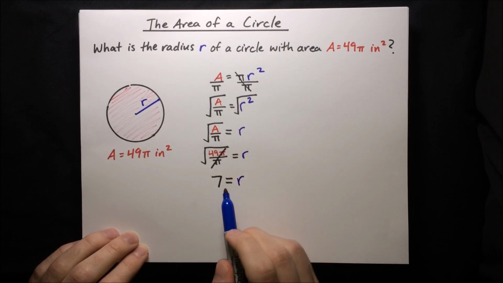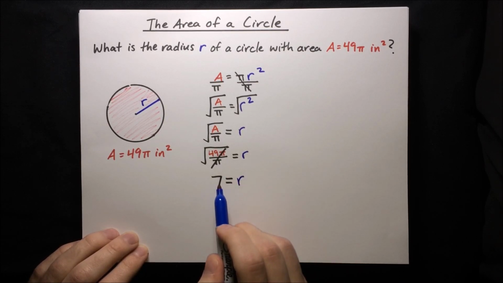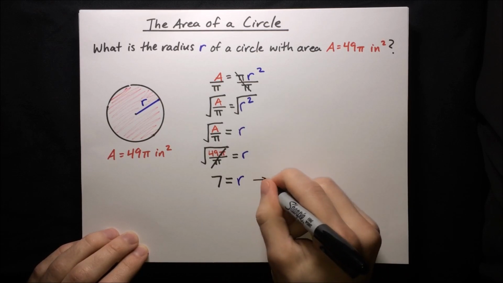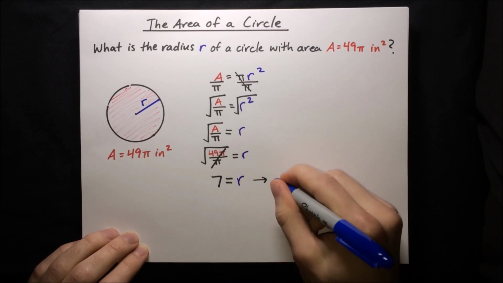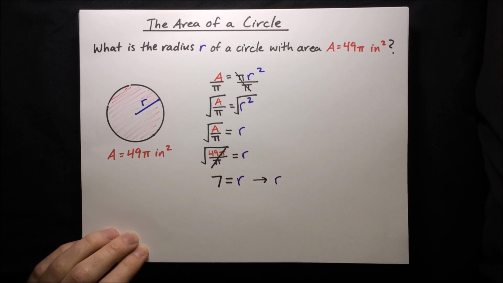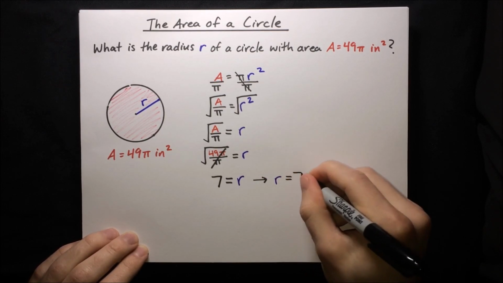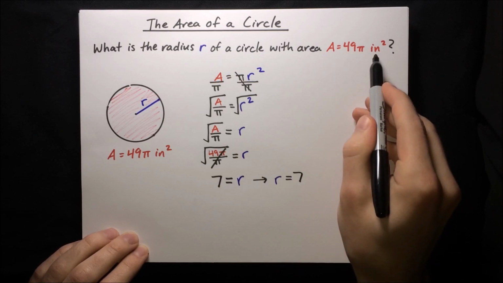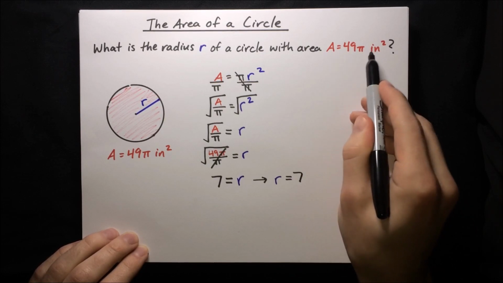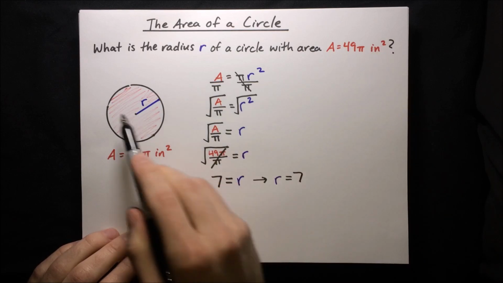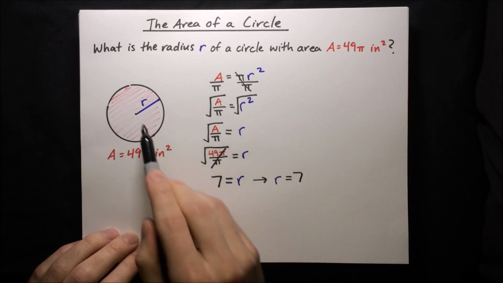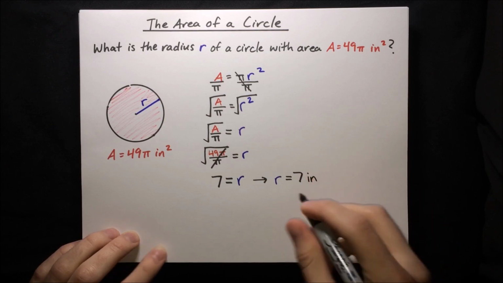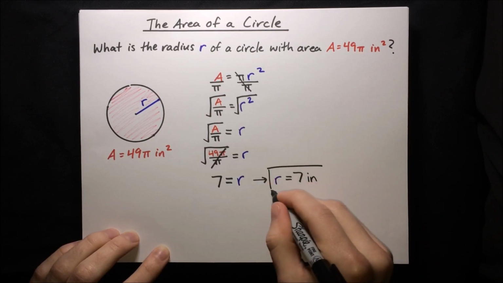But wait, we're not done yet. We've got the number, but what about the units? So we need to include the units here. So r equals 7 what? 7 miles? 7 centimeters? No, 7 inches. Our units are in inches. Area was given in inches squared, and that was for square units. Radius is just a distance, so linear units, so just inches. 7 inches. That's our radius.